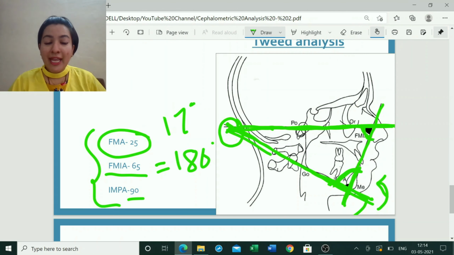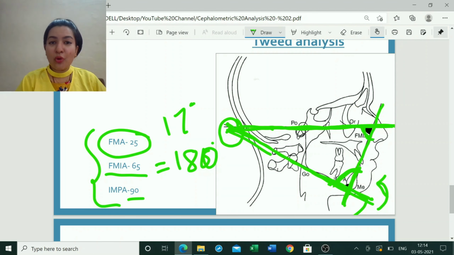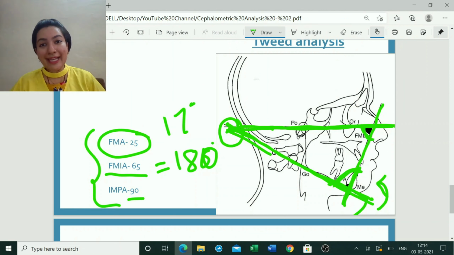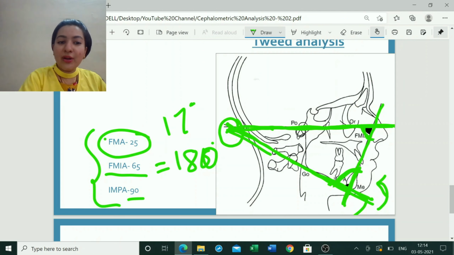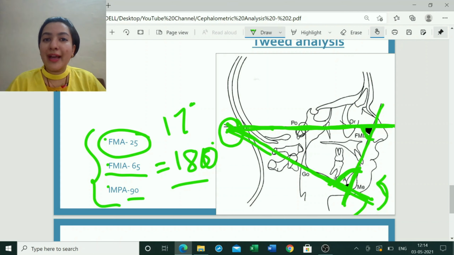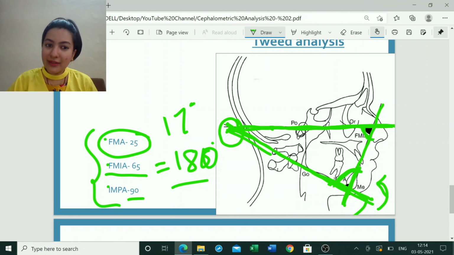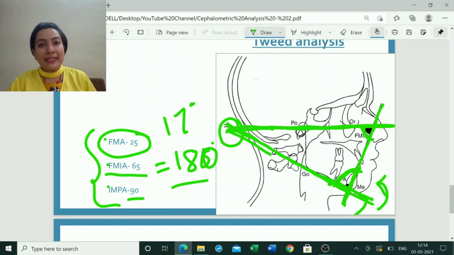In case your total is not equal to 180 degrees, it means there is some problem in either of the measurements which you have taken. So what you need to do is go back and check your analysis, because one of the values among these three is incorrect in case you are not getting a total of 180 degrees. Because it's a tweed triangle, the sum total of all the angles of a triangle is equal to 180 degrees. So when you're totaling up these three parameters, it should be equal to 180 degrees. Right? So this is how you infer FMA, FMIA and IMPA.